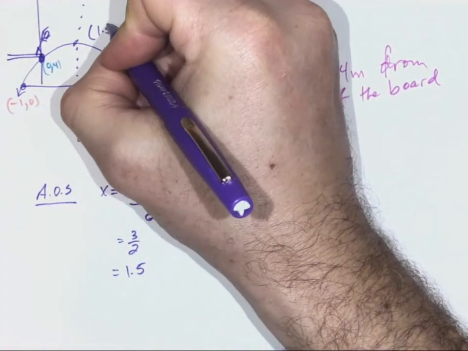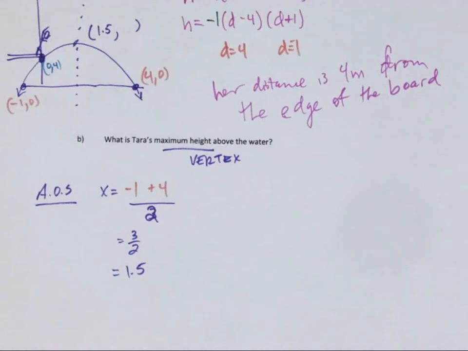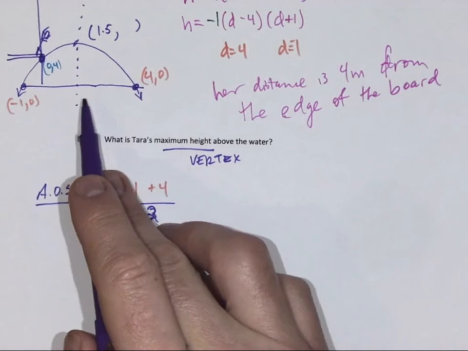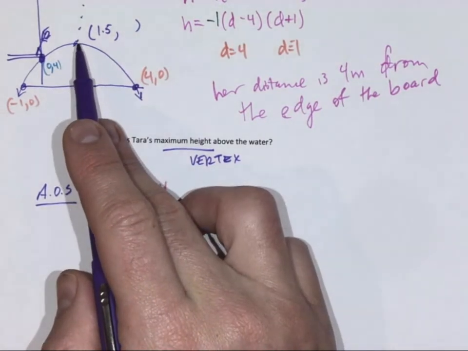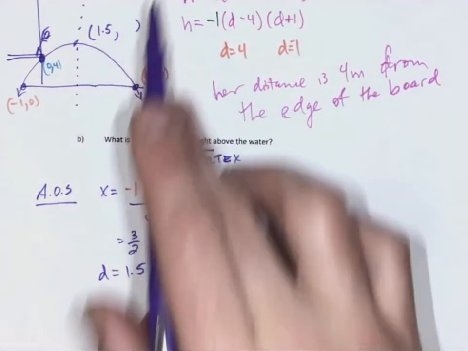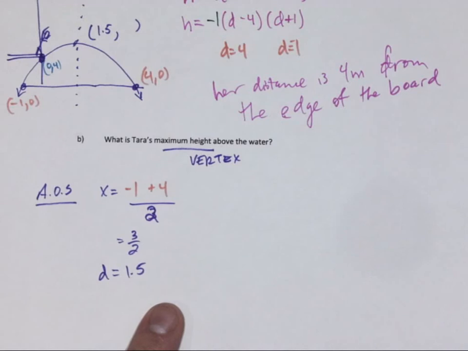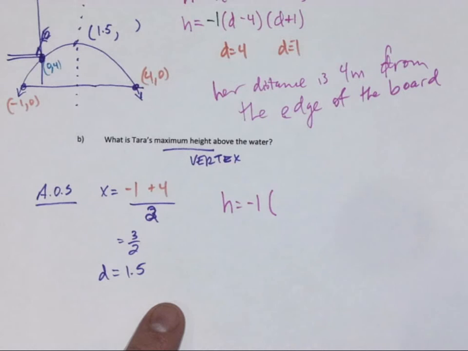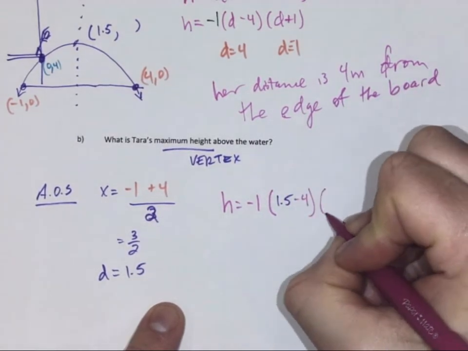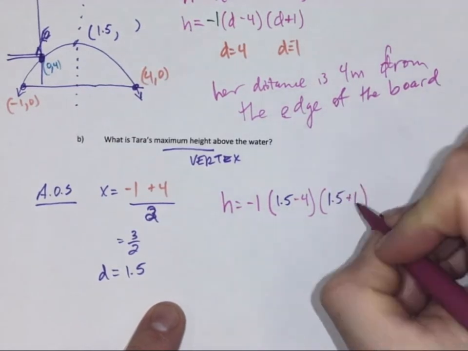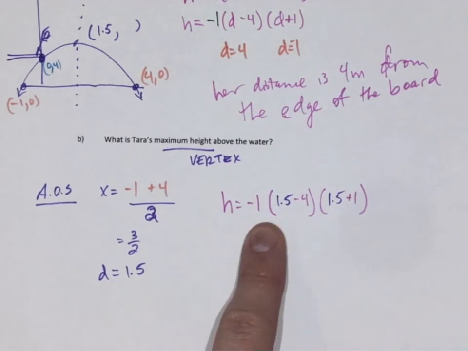I know that point is 1.5. I just don't know what the height is. Now that I know my d value, she reaches her maximum height when she is 1.5 meters away from the board. I'm going to sub that into factored form or standard form and solve. So height equals negative 1, and I have d minus 4, so 1.5 minus 4, and 1.5 plus 1. You can sub it into factored form again or standard form.